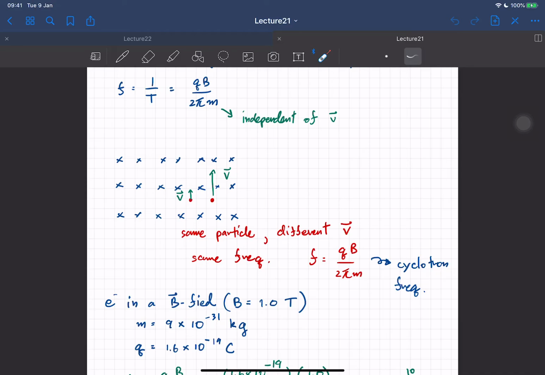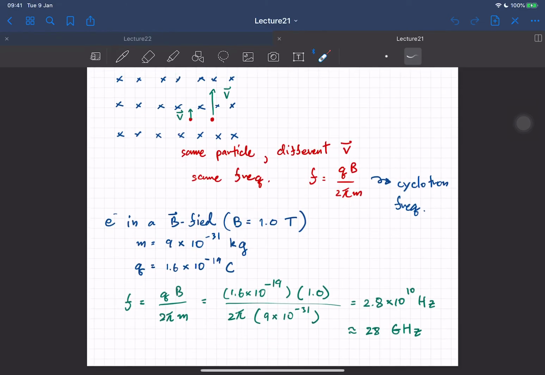Okay, so just to demonstrate, let's say we have an electron in a magnetic field which is 1 Tesla here, and we know the mass and the charge of the electron like this. So we can calculate the cyclotron frequency. So f is just qB over 2 pi m. You just put everything in, and then you get the frequency to be about 28 gigahertz. Okay, so it's an extremely fast oscillation of electrons in a magnetic field.